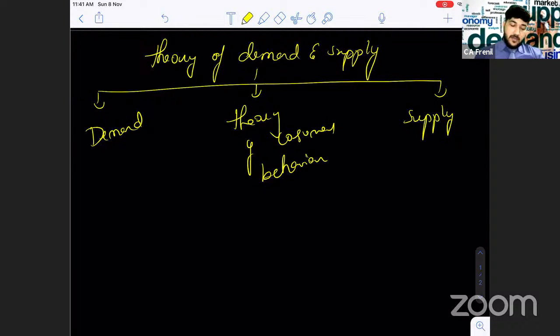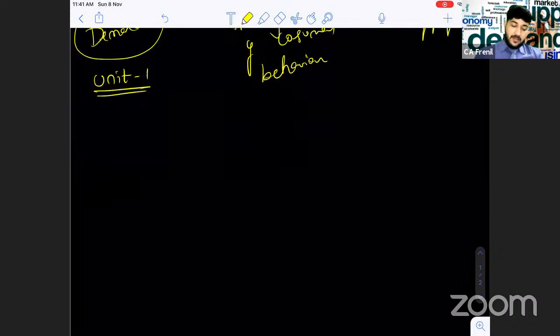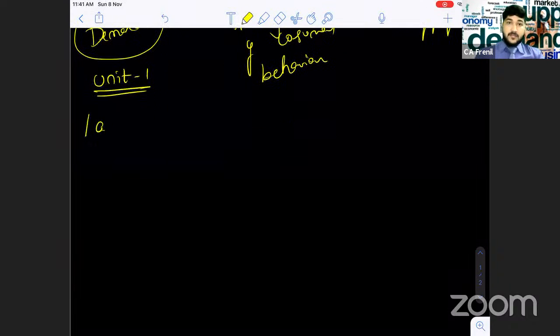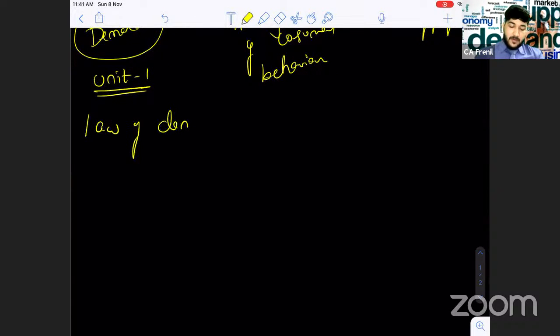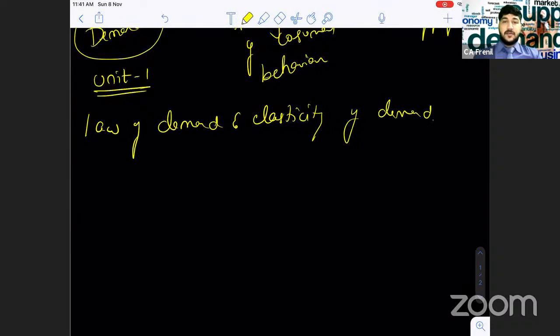demand. Demand is unit 1 of chapter 2. The name of unit 1 is law of demand and elasticity of demand. Law of demand and elasticity of demand. Now, what are we going to learn in this? Let us just have an overlook of what we are going to learn in it.